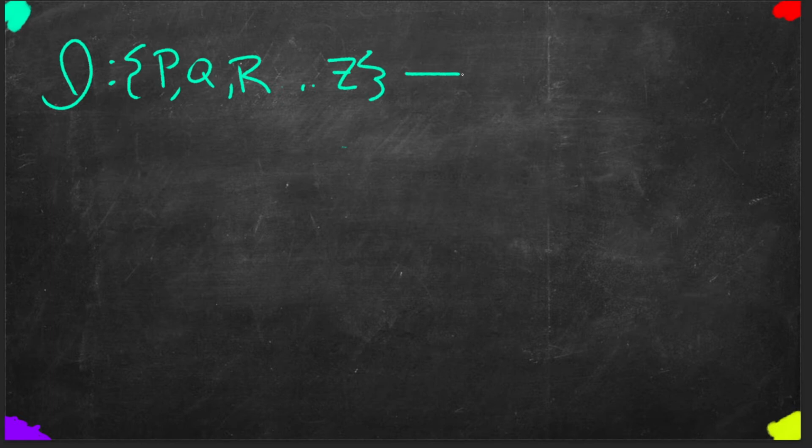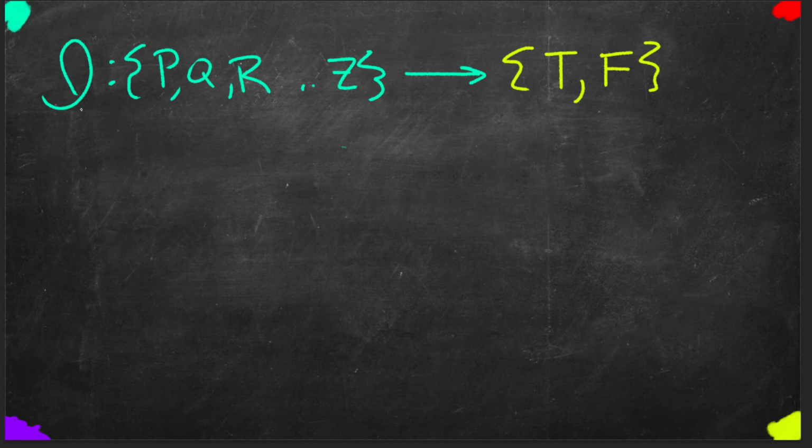An interpretation function, which I'm going to represent with this letter I, is a function that takes propositional letters or variables. So we might take P, Q, R, all the way to Z. It's going to take these variables as an input, and as an output, it's going to assign them a truth value, either T or F, not both and not neither.